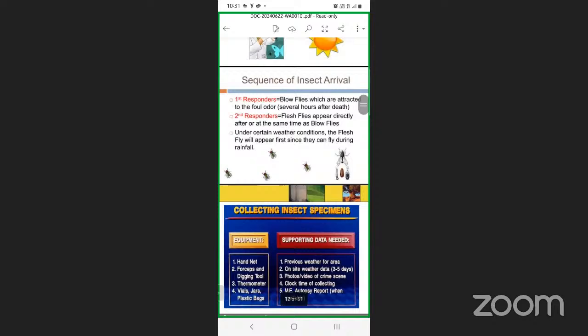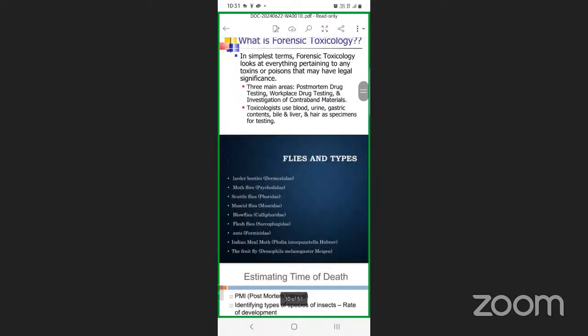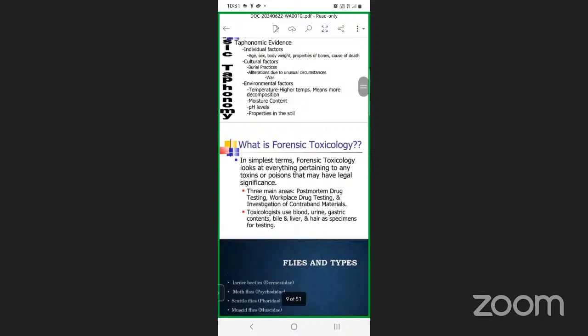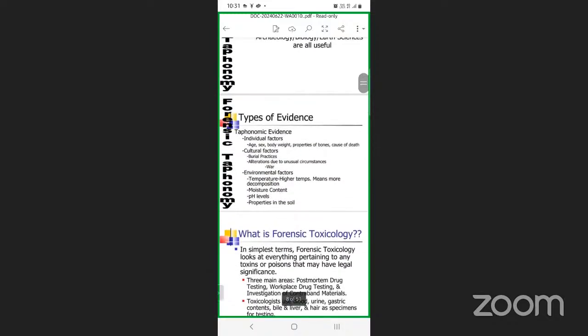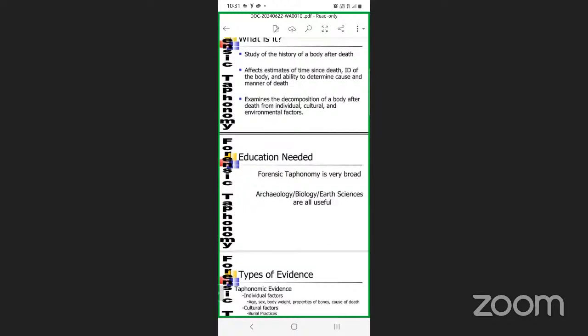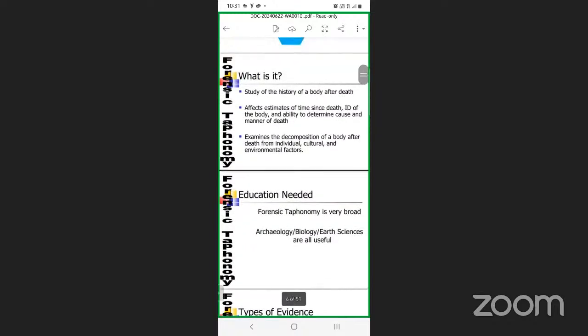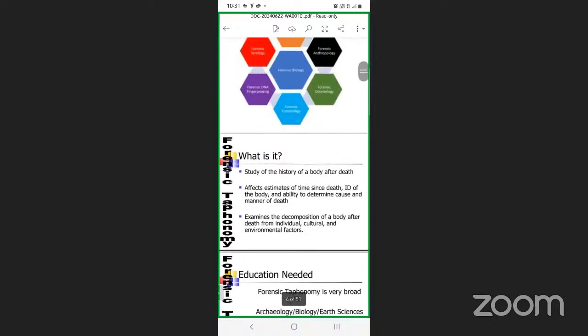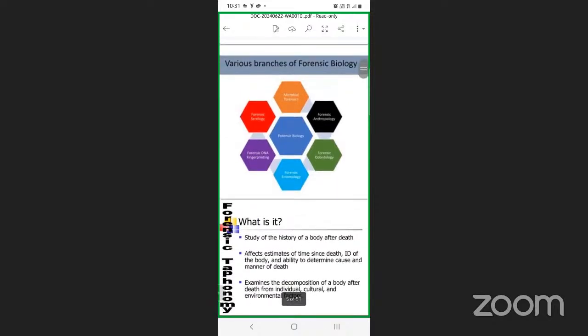But on the whole, it gives a lot of evidence to collect the sample of that particular taphonomy, the study of the decomposed body, and the insects which have already visited. The collected insects also give most of the evidence.